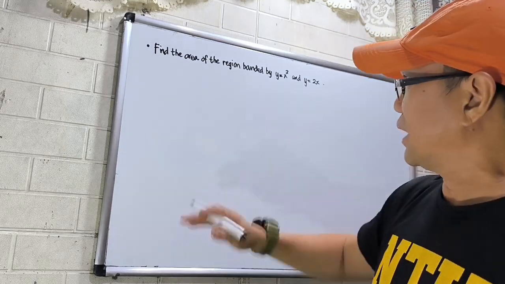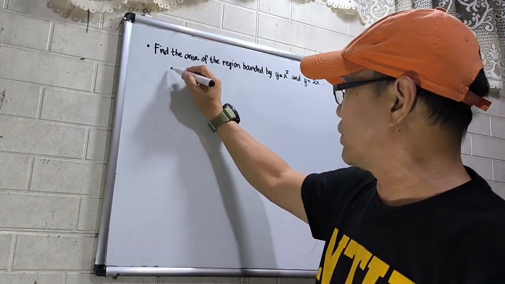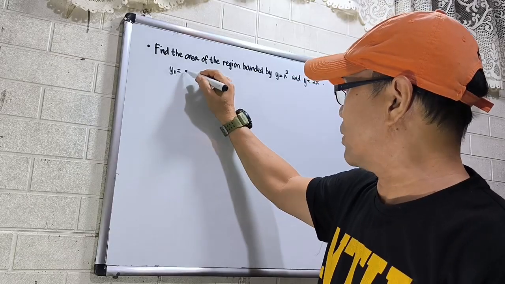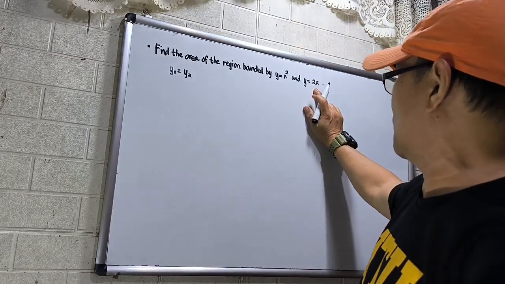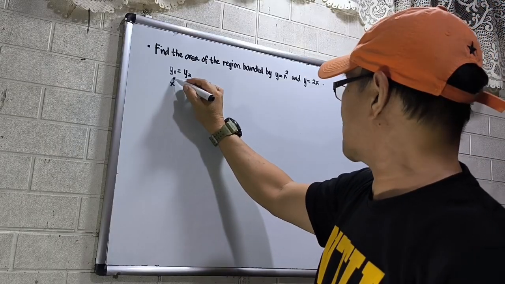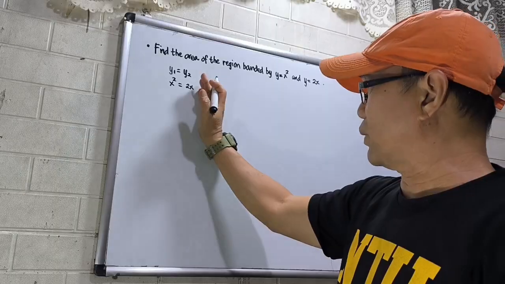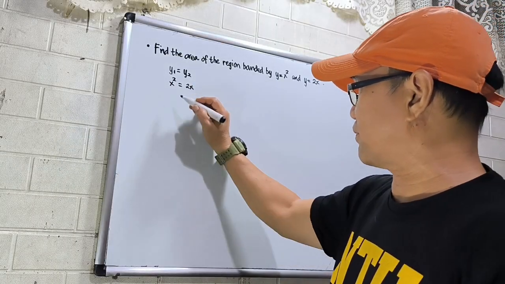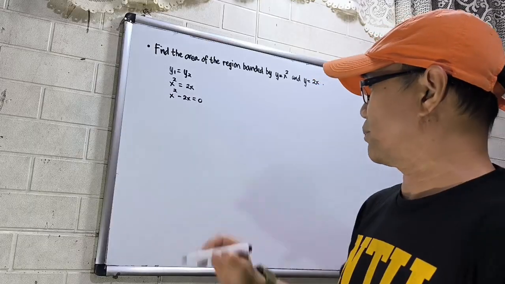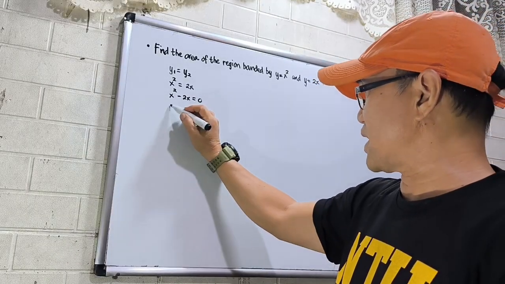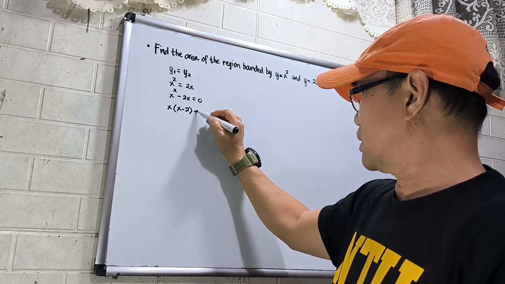Because we don't have lower and upper limits, I will assume that y1 is equal to y2. So x squared is equal to 2x. Then I will transpose 2x to the left, so x squared minus 2x is equal to 0. Then factor out the common factor x, so x times (x minus 2) equals 0.